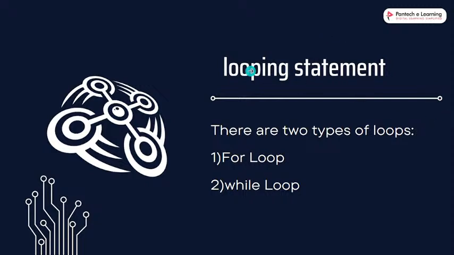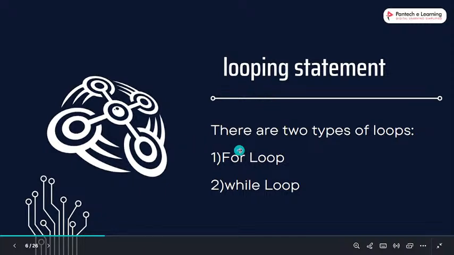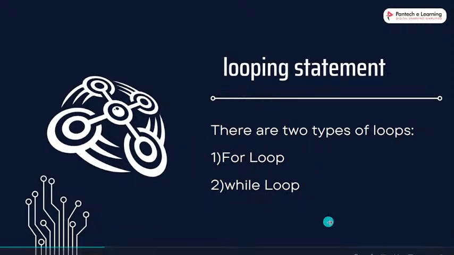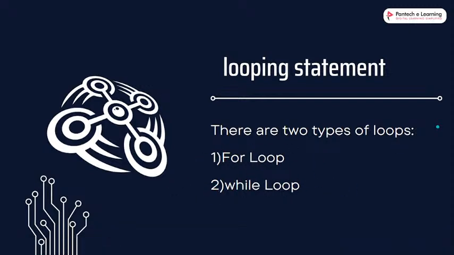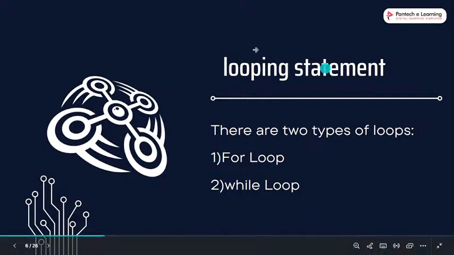In Python there are two major looping concepts. One is the for loop and another one is the while loop. And why do we use looping? Because it helps us avoid writing the same code again and again. It will repeat a set of actions again and again, so we do not need to write the code again and again. Understand?